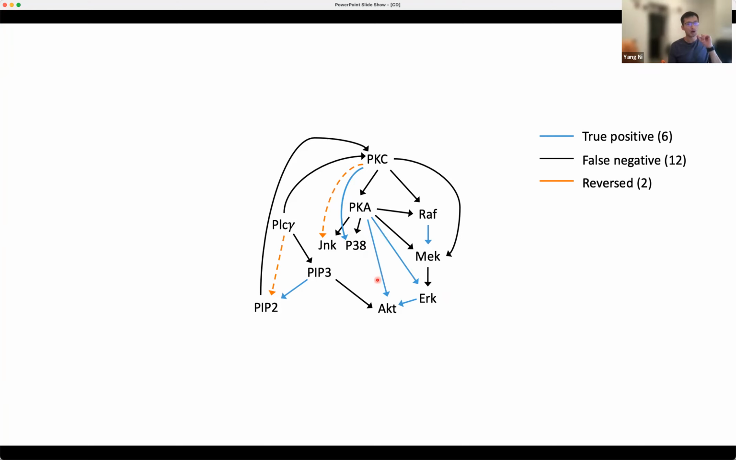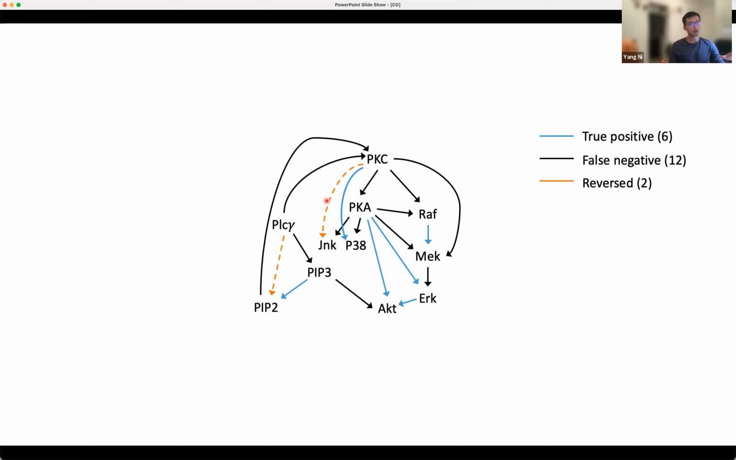So those, we identify the link correctly. Also, we identify the direction correctly. Both are correct. The presence of the edge is correct, and the direction of the edge is also correct. So we call this true positive. And then we have two orange arrows, where we identified the link successfully, but the orientation from the algorithm is the reverse of the consensus orientation.